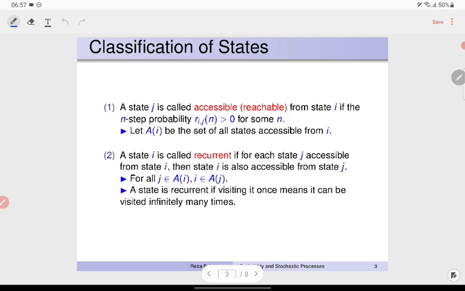Intuitively, that's why we call it recurrent. If somehow we transition in several steps from i to j, then later on we will go back again to state i. A state is recurrent if visiting it once means that it can be visited infinitely many times. We can always visit it again and again, ad infinitum.